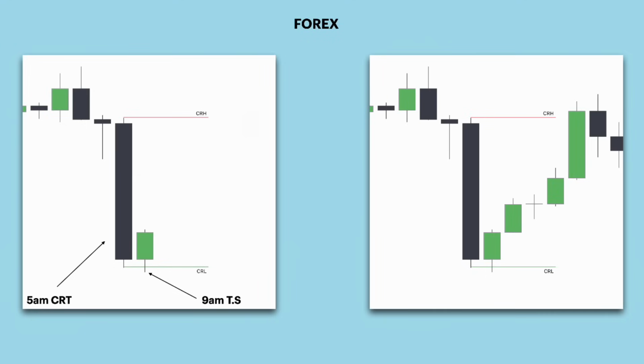Another example here on Forex, a 5 a.m. CRT range high and low, a 9 a.m. turtle soup, and the other candles distributing to the range high. This is CRT perfection right here. As mentioned before, if the CRT forms at 5 a.m., the turtle soup will form at 9 a.m. Study that, rewind, and listen again to exactly what I just said.